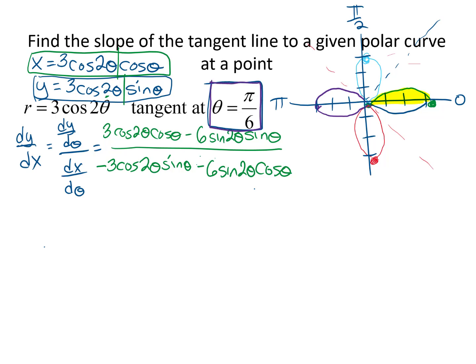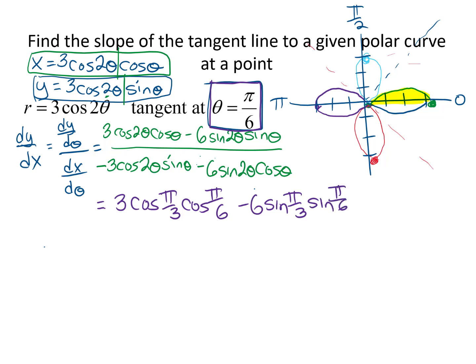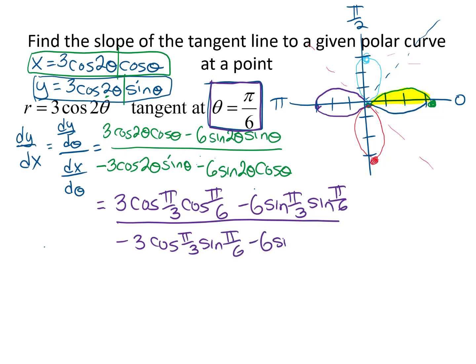Okay, now what we need to do is evaluate this when theta equals pi/6, because we want to know the slope of the tangent line when theta is pi/6. So let's go ahead and put pi/6 in everywhere for theta. So we got 3 cosine of 2 times pi/6, which is pi/3, and then we've got cosine of pi/6, minus 6 sine of 2 times pi/6, so that's pi/3, times sine of pi/6, and that's all over negative 3 cosine of pi/3, and then sine of pi/6, minus 6 sine of pi/3, and cosine of pi/6.